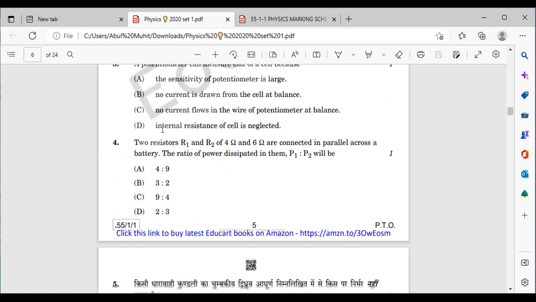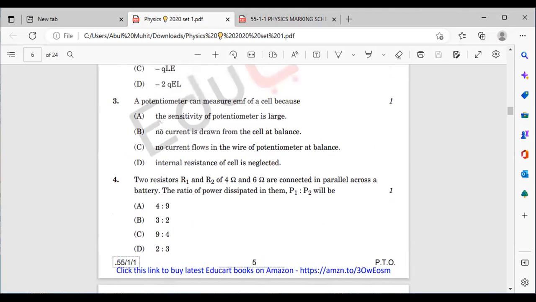A potentiometer can measure EMF of a cell because the sensitivity of potentiometer is large, no current is drawn from the cell at balance, no current flows in the wire of the potentiometer at balance, or internal resistance of the cell is neglected. So this potentiometer concept is removed, so we'll not do this question.